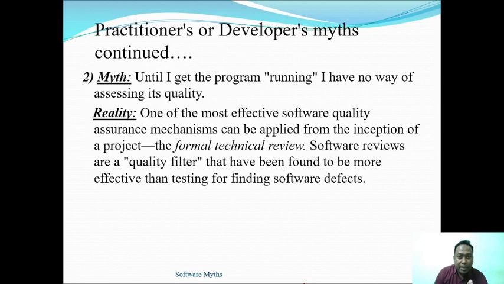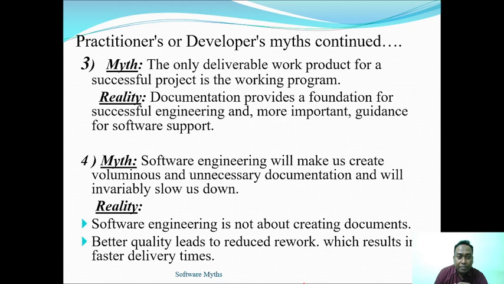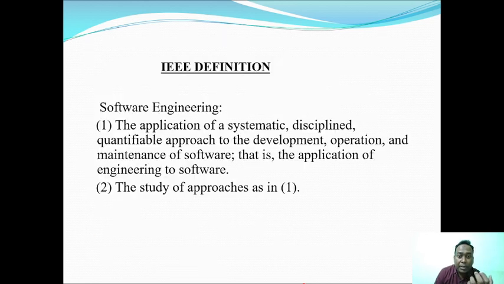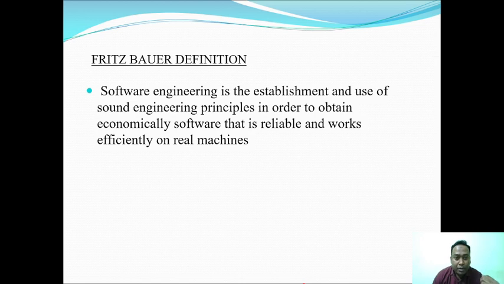Let's continue with the second point, the myth and the reality. Okay, what is the IEEE definition of software engineering? The application of a systematic, disciplined, quantifiable approach to the development, operation and maintenance of software, that is, the application of engineering to software. Another definition: software engineering is the establishment and use of sound engineering principles in order to obtain economically software that is reliable and works efficiently on real machines.